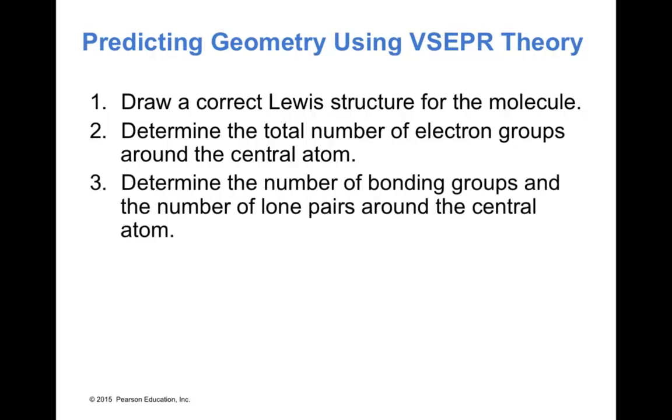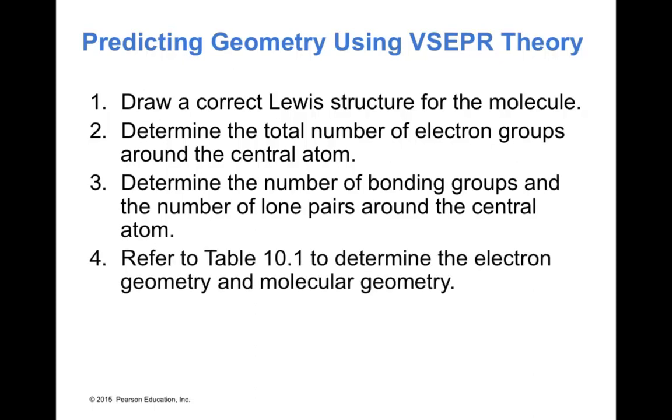So number three, determine the number of bonding groups and the number of lone pairs around the central atom. And number four, refer to the table to determine the electron geometry or the molecular geometry.